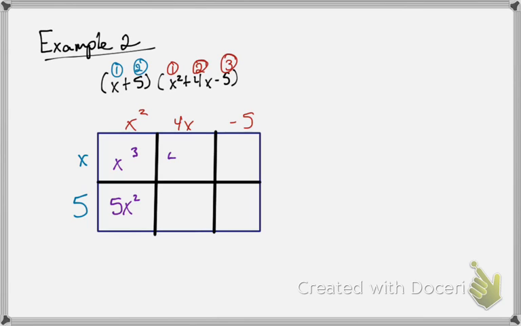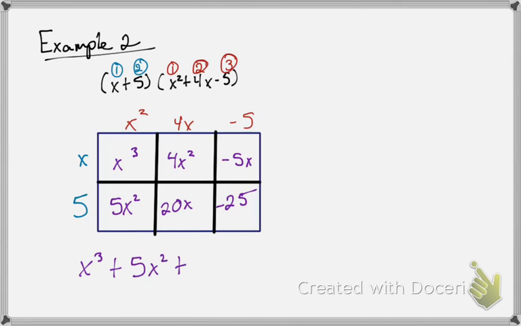The top middle, we have x times 4x would be 4x squared. In the bottom middle, we have 4x times 5 would be 20x. The top right, we have x times negative 5 would be negative 5x. And in the bottom right, we'd have negative 25.